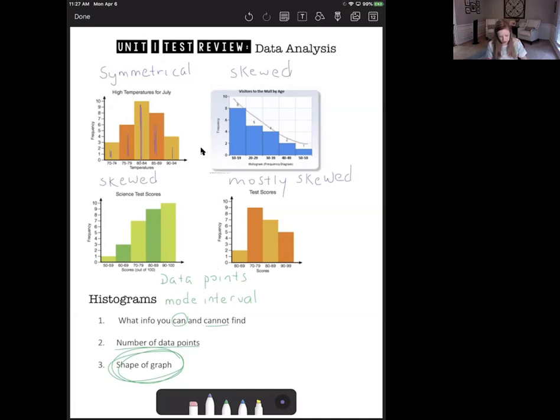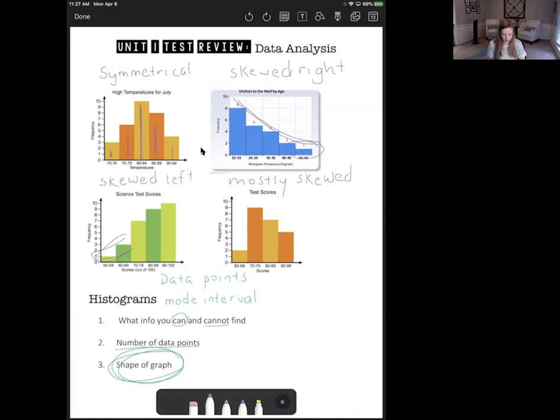So when we look at a skewed graph, on this blue one, most of the data points are on the left. A lot of us want to say that's skewed left, but it goes down into what they call a tail. The skinny part down here is the tail. Whatever side the tail is on is how it's skewed. So this one is actually skewed right. And this green one is skewed left, because again, the tail down here is on the left.